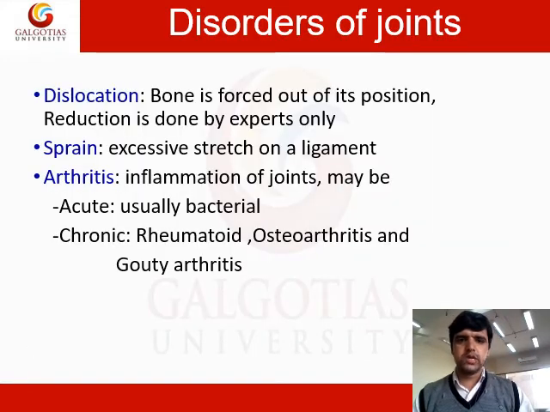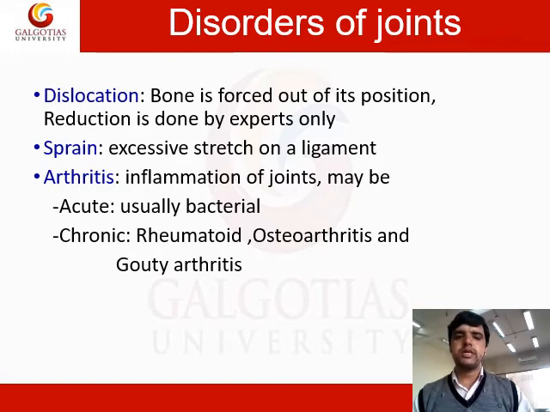Now we are going to discuss the disorders of the joints. Till now we have studied what joints are and the different types of joints. Since the joint is also a structure present within our body, some kinds of disorders may happen within it. So what are the different disorders that can form within the joints?